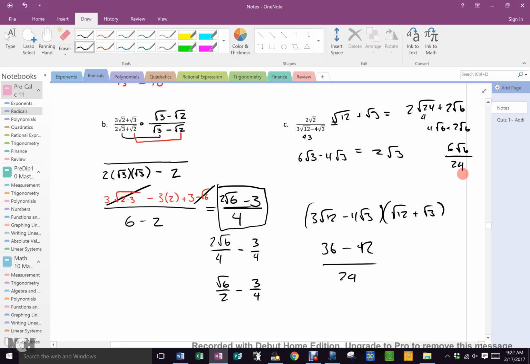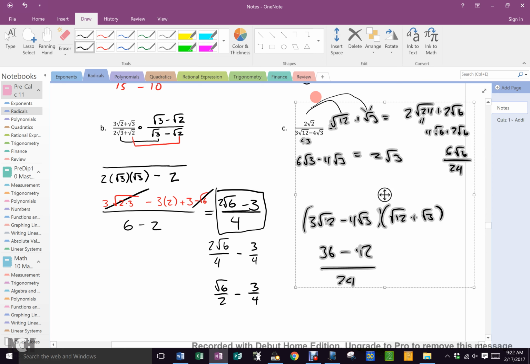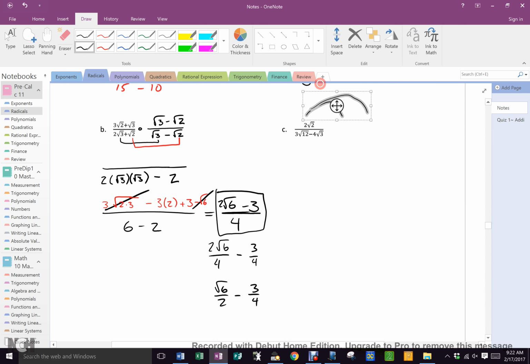What is happening there? 2 root 24. No, no, no, no, no. Don't be silly. No, it's not. I'm going to come back and look at that in a moment.